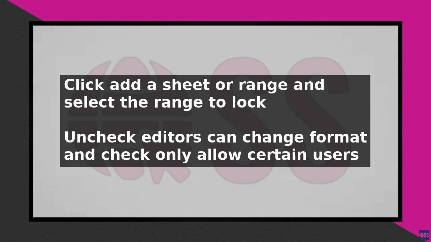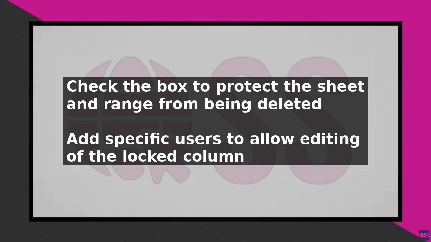You can verify that the column is locked by trying to edit a cell in the locked column. If you try to edit a cell in the locked column, you will get an error message saying that the cell is protected. To unlock a column in Google Sheets, follow the same steps as locking a column, but instead of checking the box that says Only allow certain users, uncheck it.